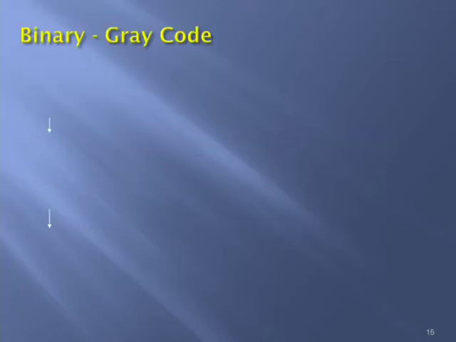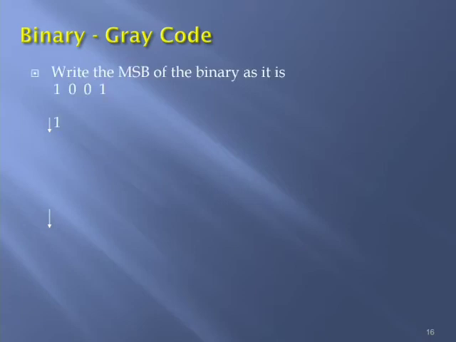For binary to gray code conversion, given a binary number, you should be in a position to convert that into gray code. What is the procedure that we are going to learn now? First I am considering the binary number 1001, and you need to convert this binary 1001 into its equivalent gray code. For that, what is the procedure?